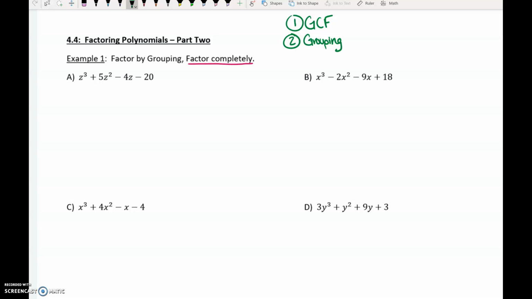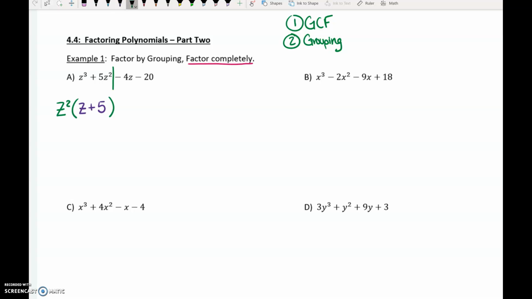Factor by grouping means that right after the second term, you're going to split this into 2 groups. In the first group, we're going to see if there's a greatest common factor. What do the first 2 terms have in common? What could we divide out of both of those first 2 terms? Z squared. And when we factor z squared out of z cubed, we'll be left with z. 5z squared, if we take the z squared out, we're left with 5.